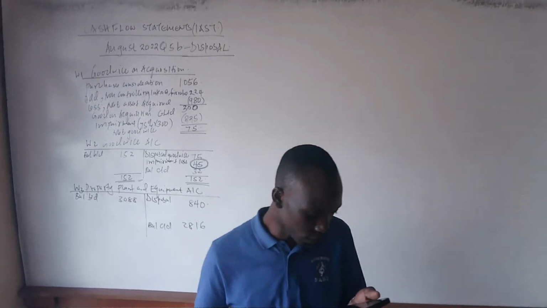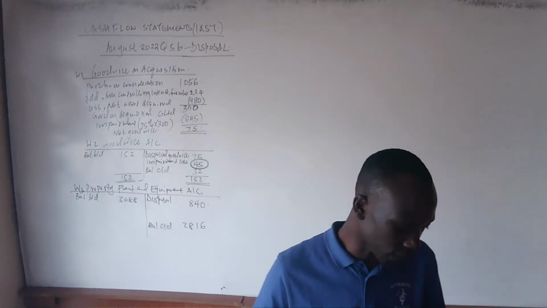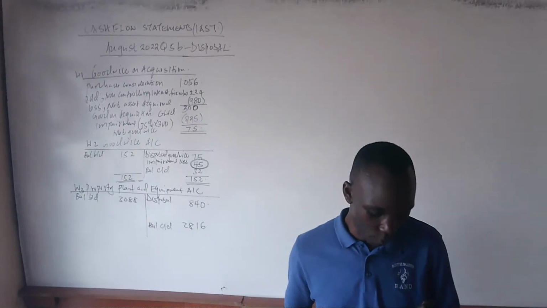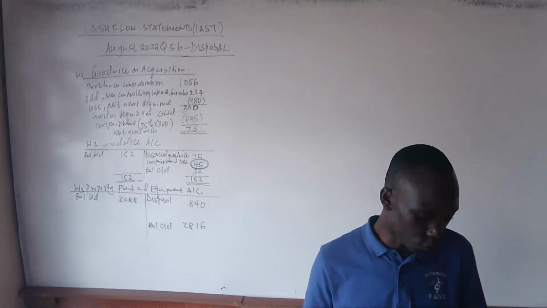For the inventories, the trade receivables, trade payables and deferred tax, we will adjust them much later on. Then we go to note number 4.